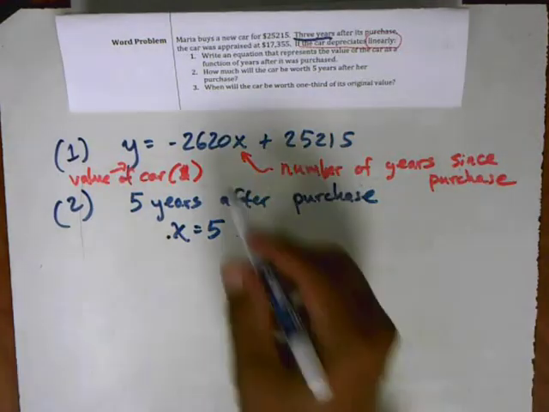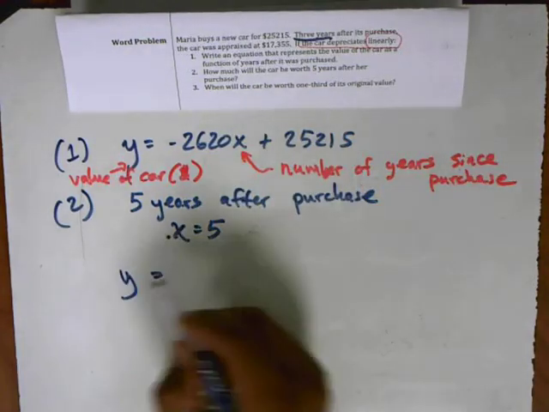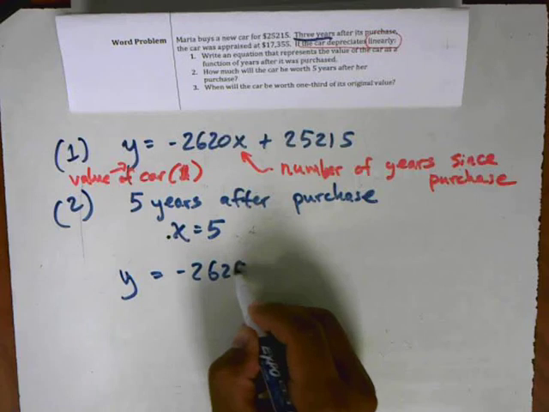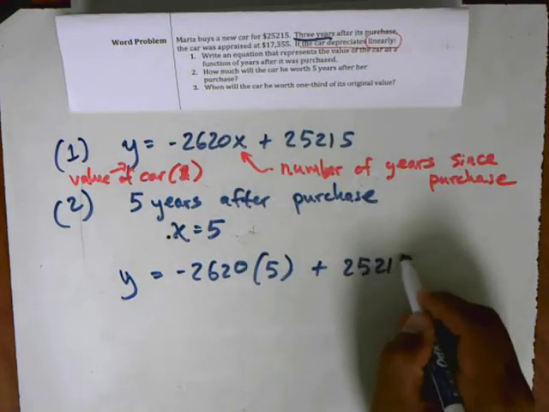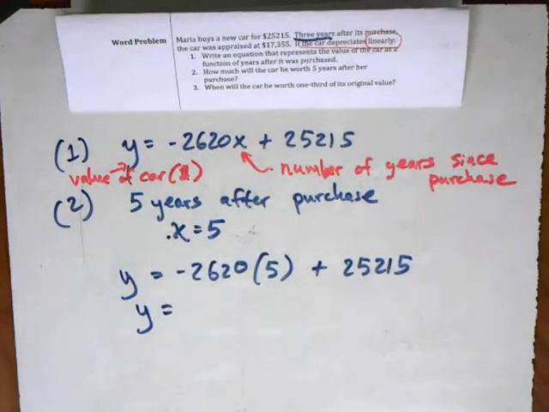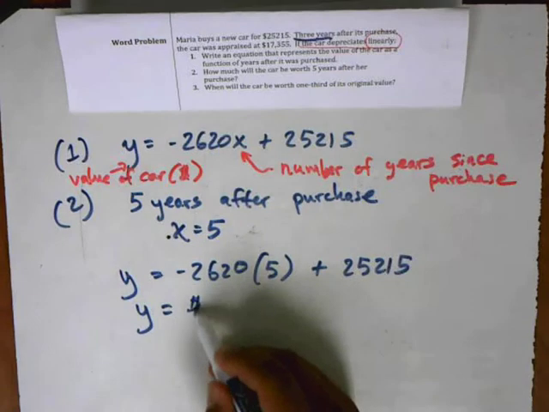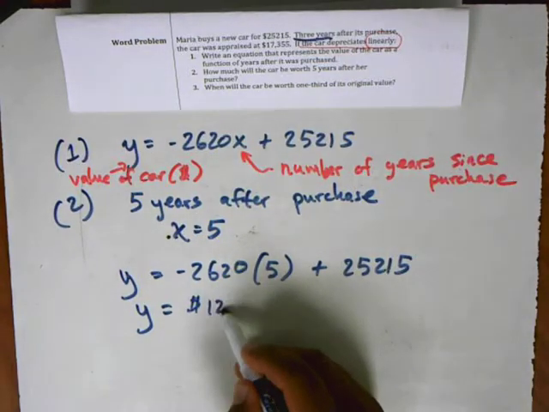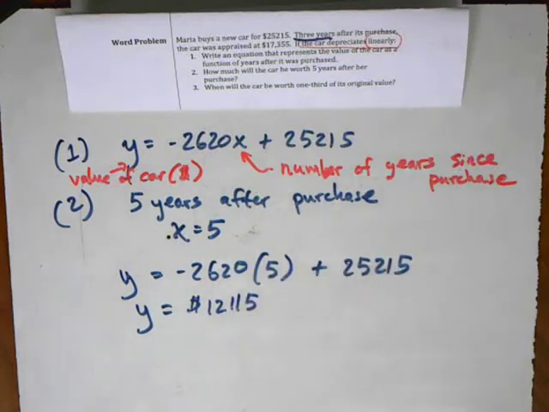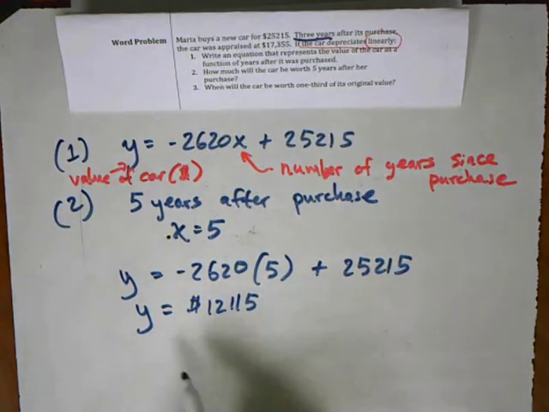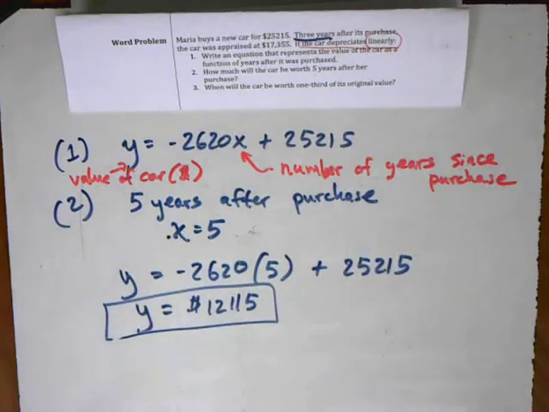So 5 years after purchase, we can just literally substitute in 5 for x and evaluate that expression on the right side there, and that will give us $12,115. So 5 years after Maria buys the car, it will be worth $12,115.